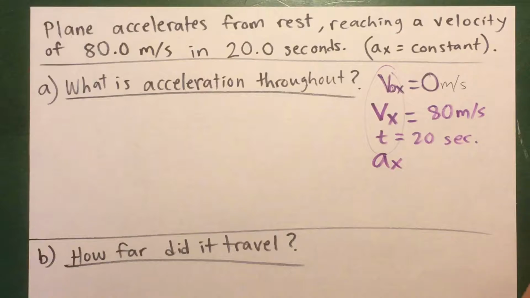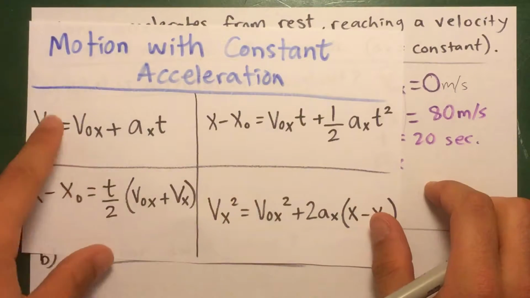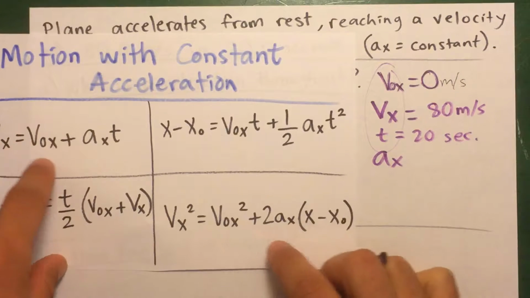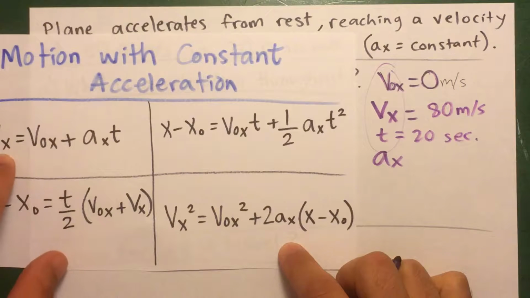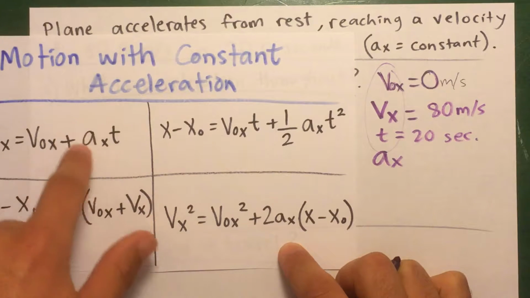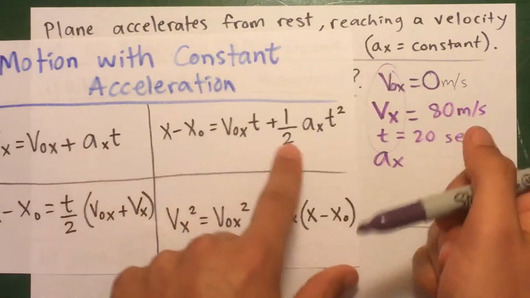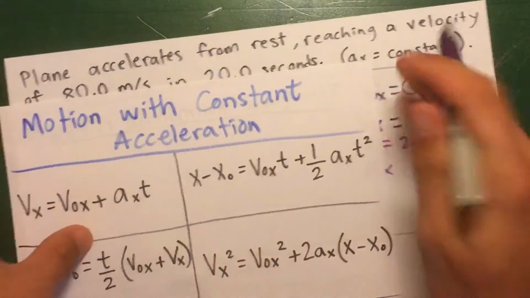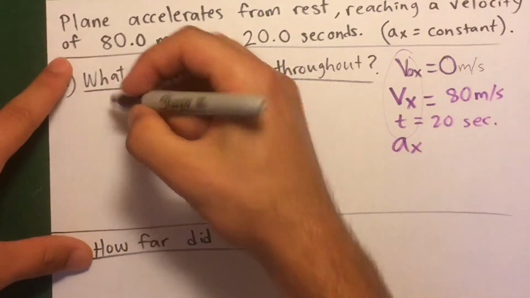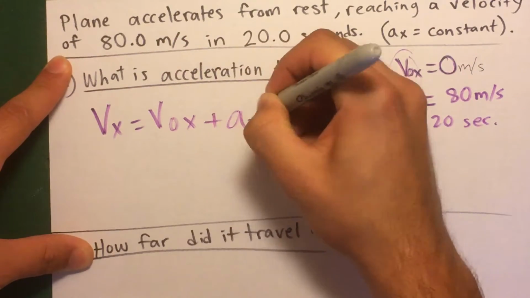So if we look, we have to choose one of these 4 equations that has these 3 knowns. We could take a look at this one. We have Vx, V0x, and time, and we're looking for Ax. And so this is the equation that we're going to use for this specific problem. Okay, so write it down. Vx is equal to V0x plus Axt.